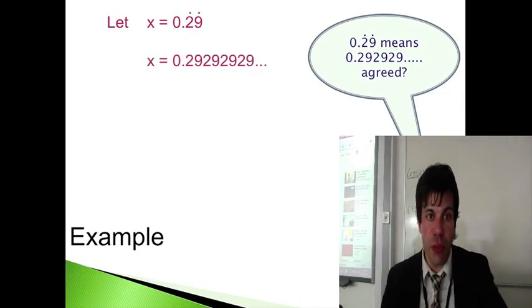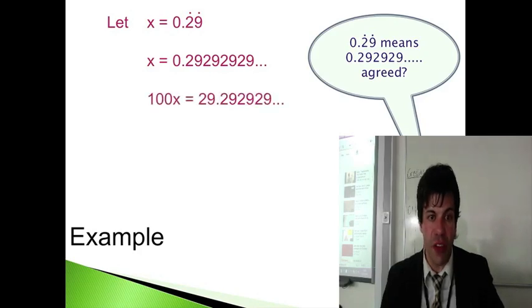Now, how many decimal digits are recurring? That's right, there are 2. So what should we multiply this decimal by? By 100. The whole equation will be multiplied by 100. The left side becomes 100x, and the right side, remembering how the decimal point moves 2 places to the right, becomes 29.292929 recurring.